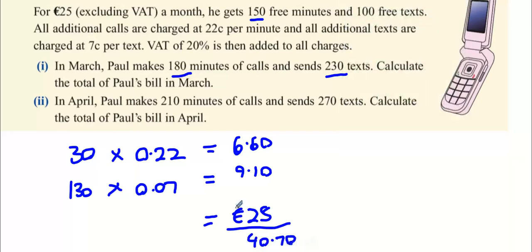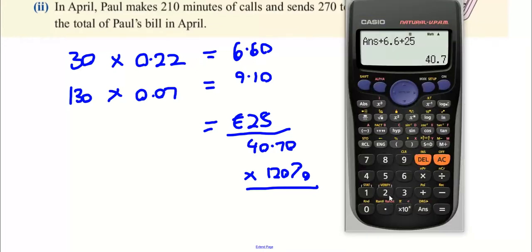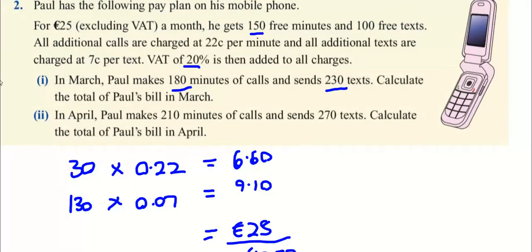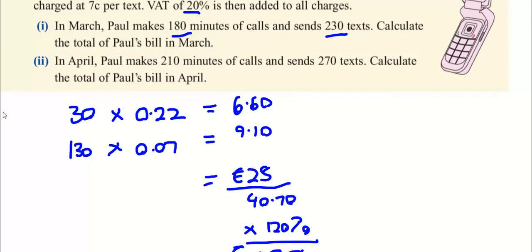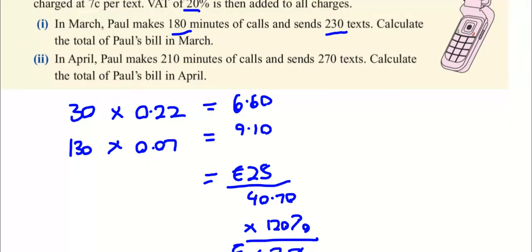Now we've got to add on the VAT of 20%. So to add on 20%, we're just going to multiply by 120%, and that should get my VAT added on. And it wants €48.84 in total. So it just wants the total. It didn't want the actual individual VAT. It just wants the total. Okay, next one, which is going to be April.